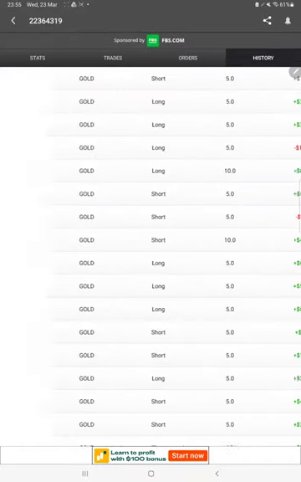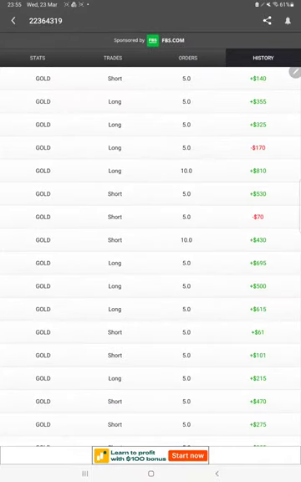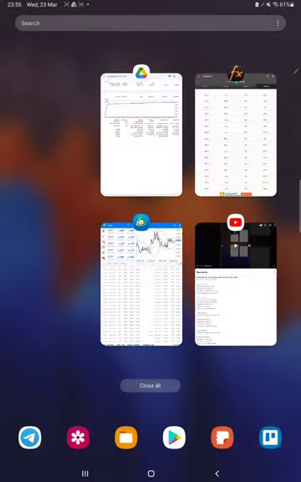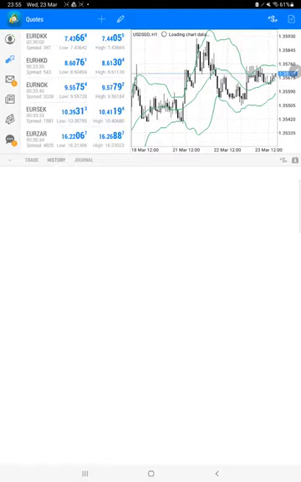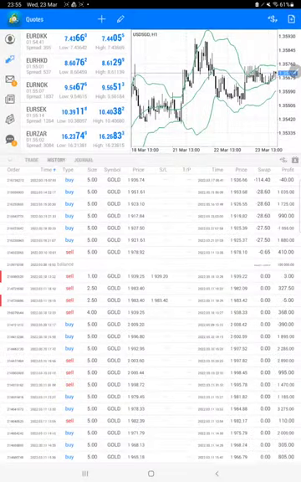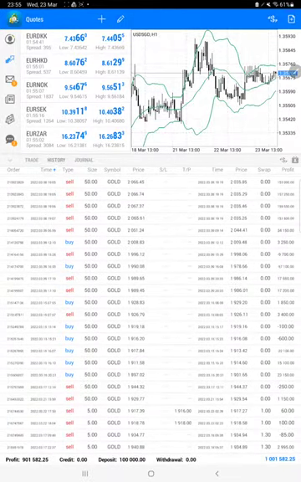Here are the trades, orders and history as per the lot size used and the profit we have booked. We can check the trading account history also. We will just select a custom period, so complete history will be available. Yes, and you can verify $901,000 profit. Here is the balance, that's 1 million.